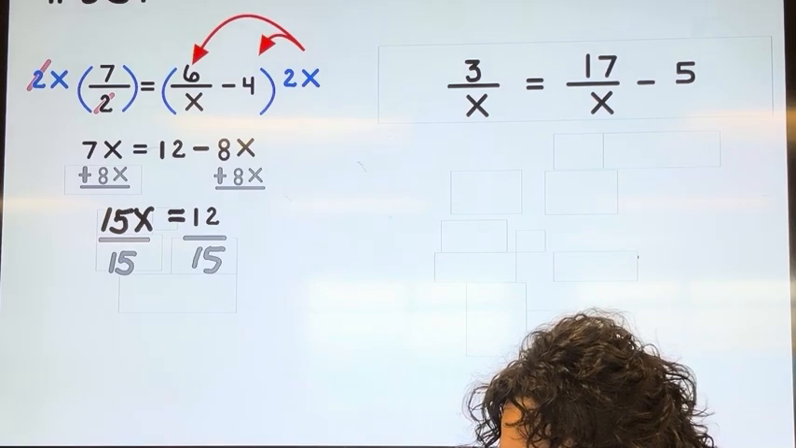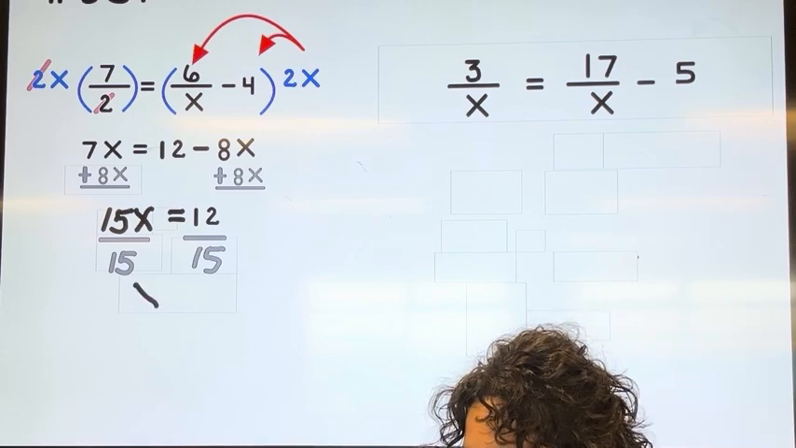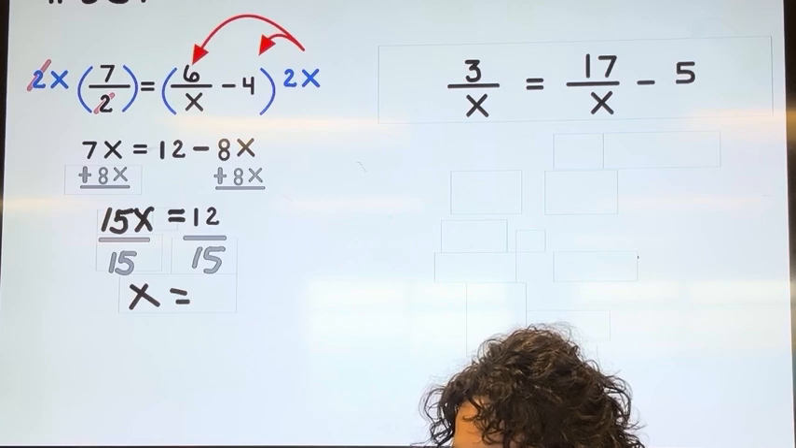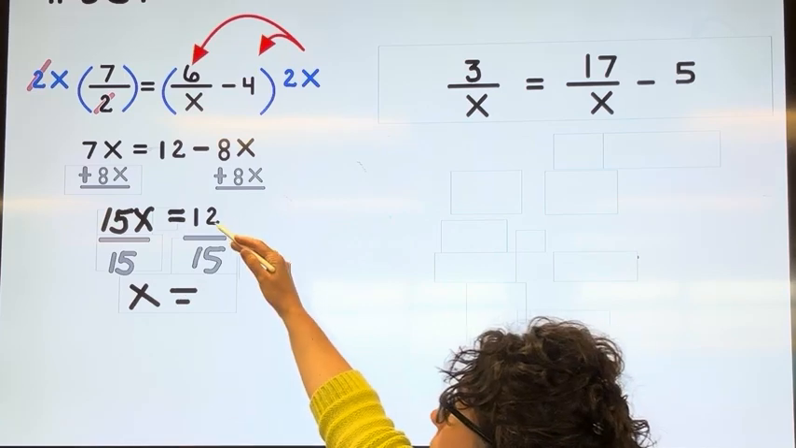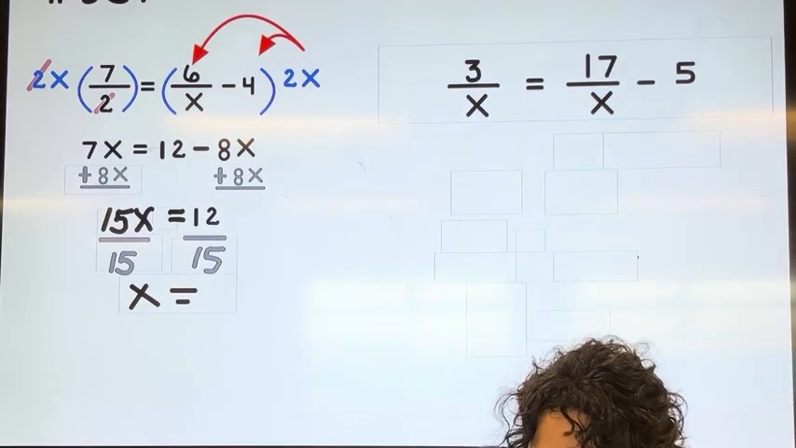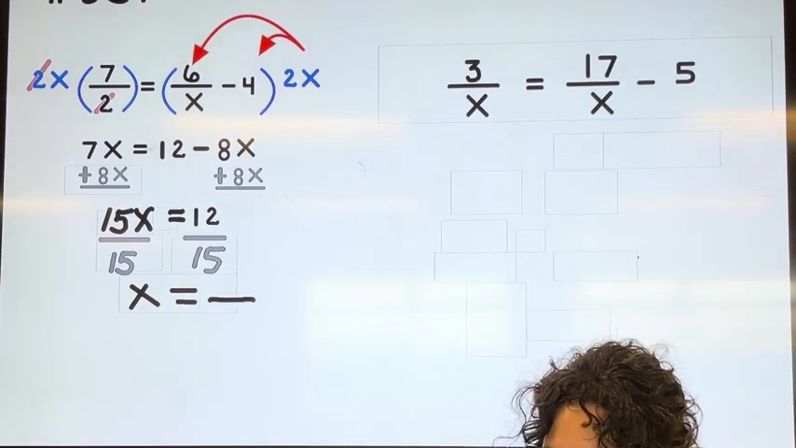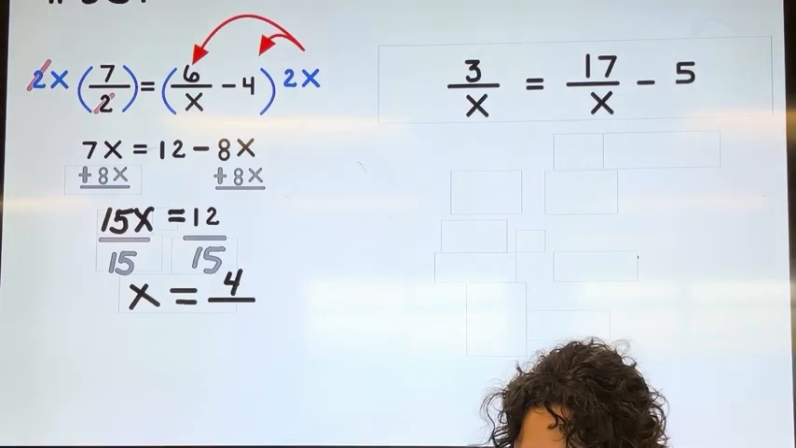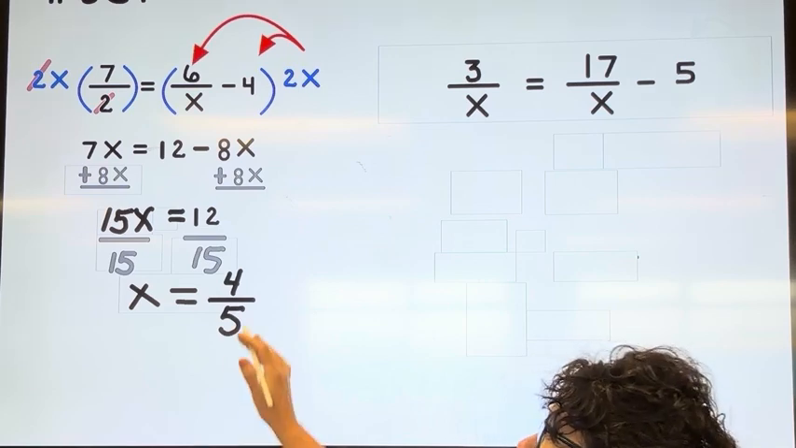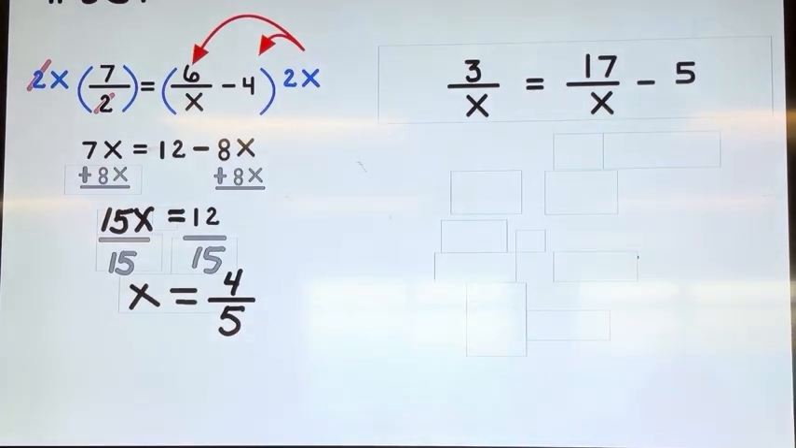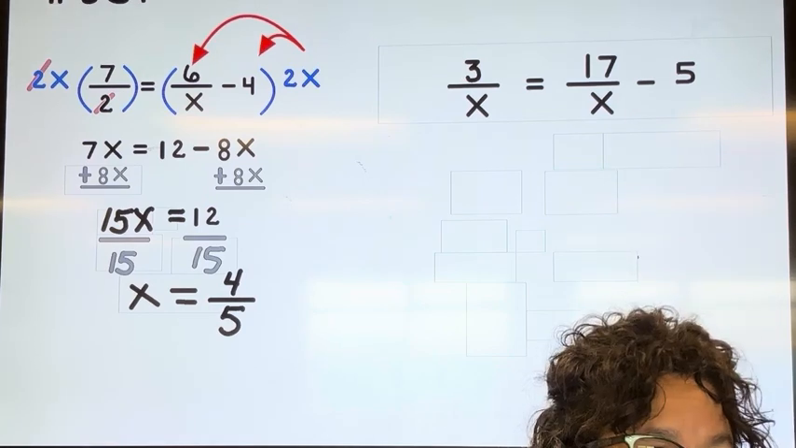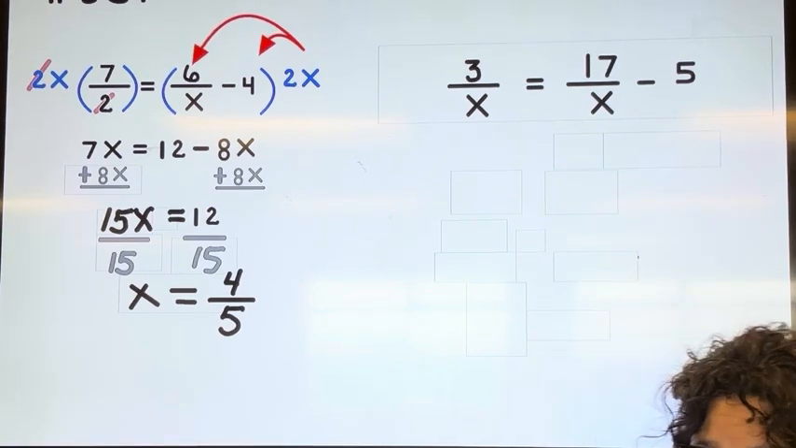And so I end up with x equals, now this fraction can be simplified. 3 fits into both 12 and 15. So 3 fits into 12 4 times, and 3 fits into 15 5 times, and my answer is x equals 4/5. Okay, so let's do that again. Now this time I chose one where the denominators are the same.